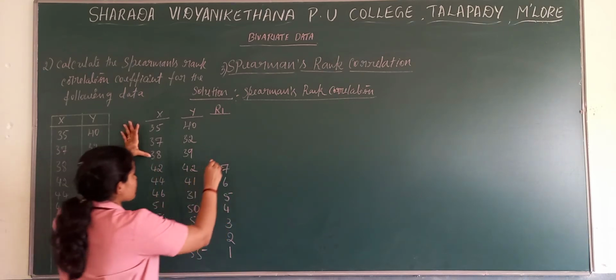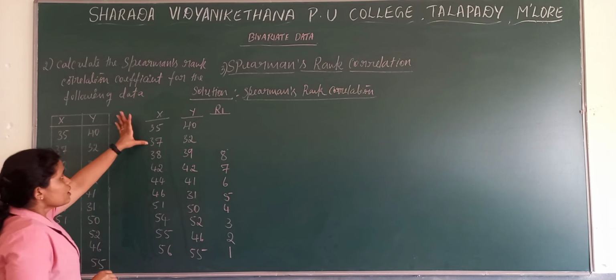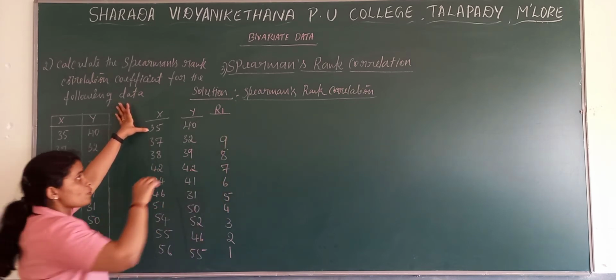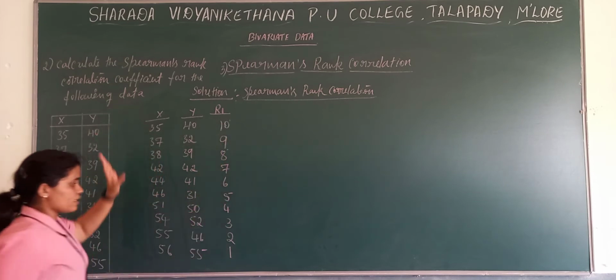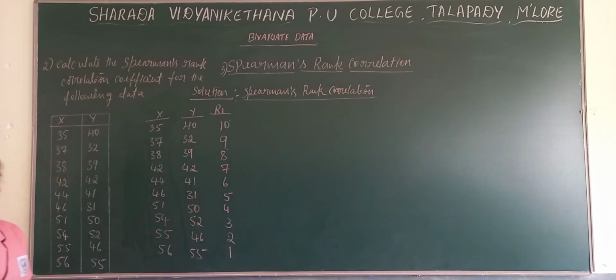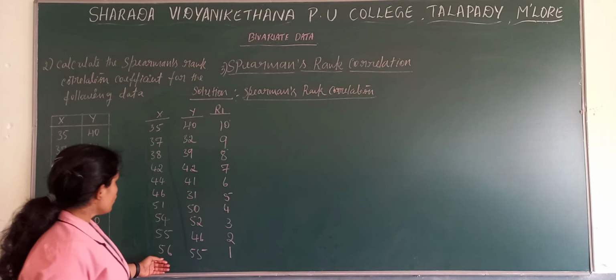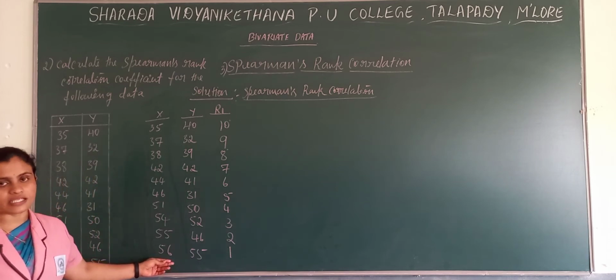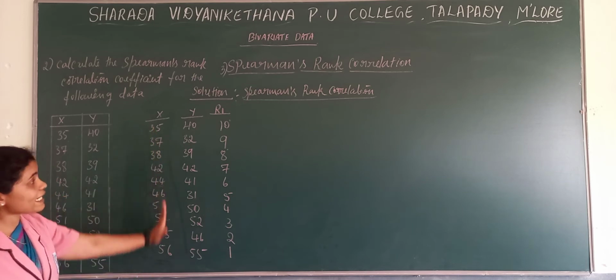Next, 38 is the 8th rank, 37 is the 9th rank, and 35 is the least one, so it takes the last rank, the 10th rank. So these are the ranks we assigned. Which has the highest marks or highest number takes the first rank. This is about the X series.